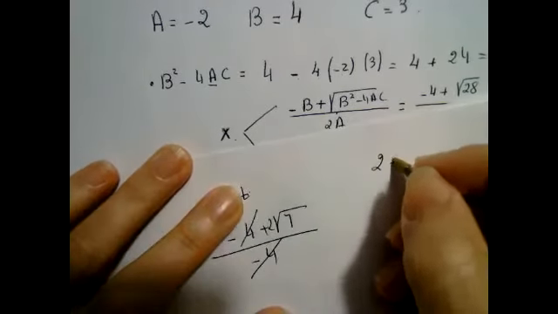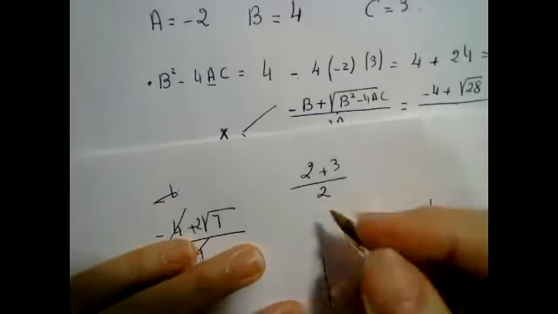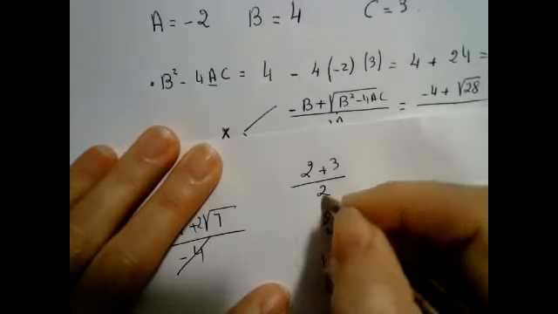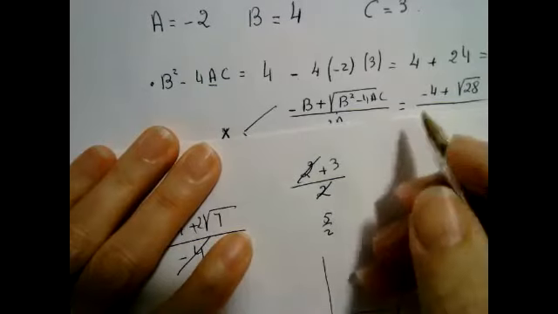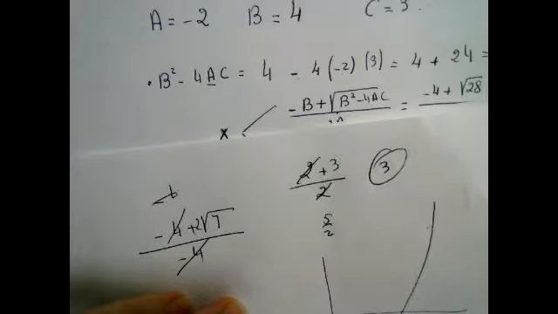If I give you 2 plus 3 over 2, okay, 2 plus 3 over 2. This is of course 5/2. If you cancel the 2, what will happen to it? You get a 3. Absolute nonsense, because this is 5/2.